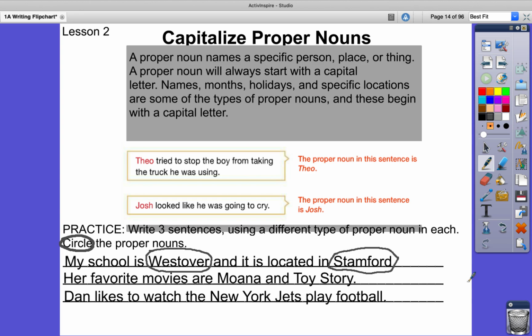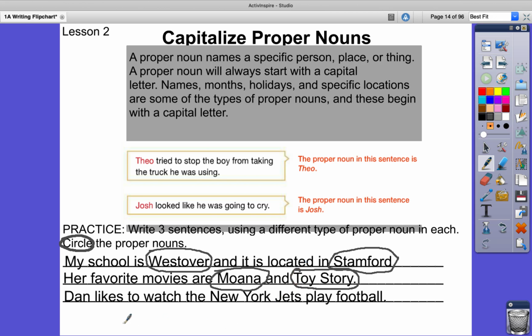So I'm going to look for my capital letters. Now we have to be careful because sometimes we will have a proper noun at the beginning of a sentence, sometimes we won't. So we have to make sure that we're looking, is this a person, place, thing, or animal? So Moana is the name of a movie. This is a thing. So is Toy Story. So I'm going to circle Moana and Toy Story. Those are my proper nouns.